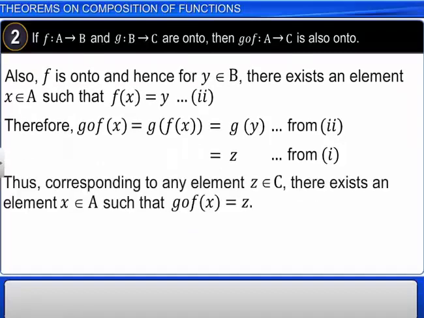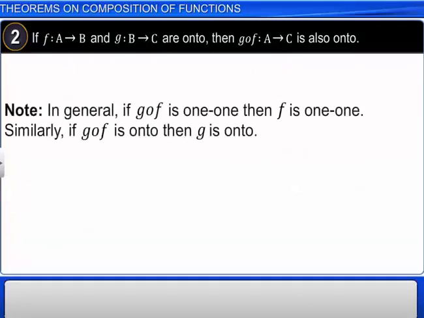Thus, corresponding to any arbitrary element z belonging to set C, there exists an element x belonging to set A such that g circle f of x is equal to z. Hence, the composition of f and g is onto. Please note that, in general, if the composition of f and g is 1-1, then f is 1-1. Similarly, if the composition of f and g is onto, then g is onto.